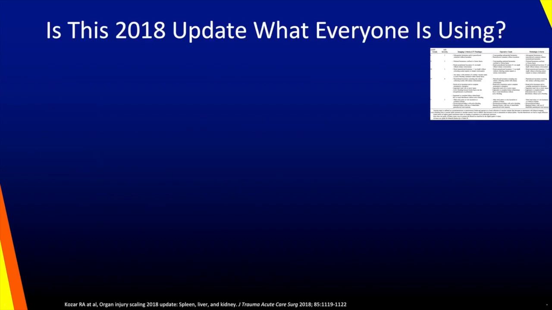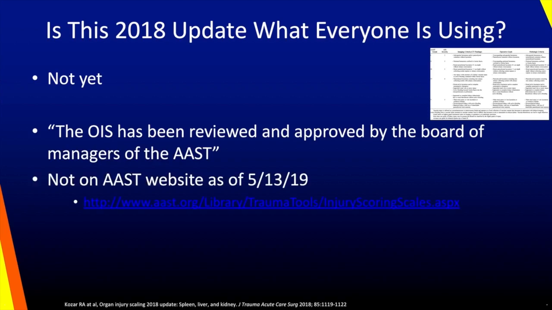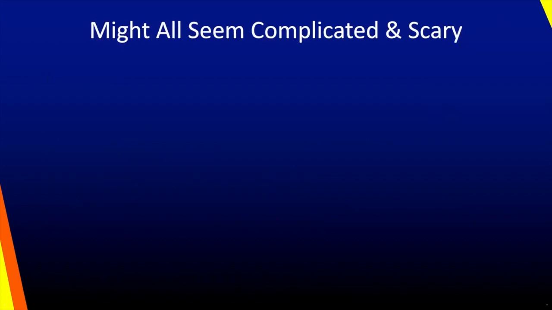Now, is this 2018 update what everyone is using? And the answer is not yet. While the paper states that the OIS has been reviewed and approved by the board of the managers of the AAST, it's not on the AAST website as of May 2019, and it's not been widely and consistently adopted. So we'll continue to use the original 1989 system for this lecture.